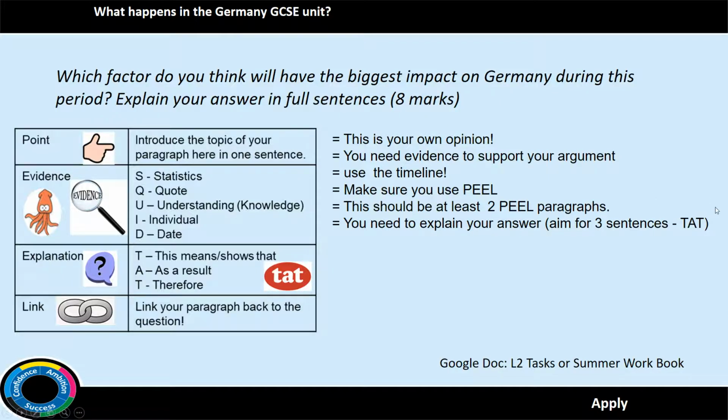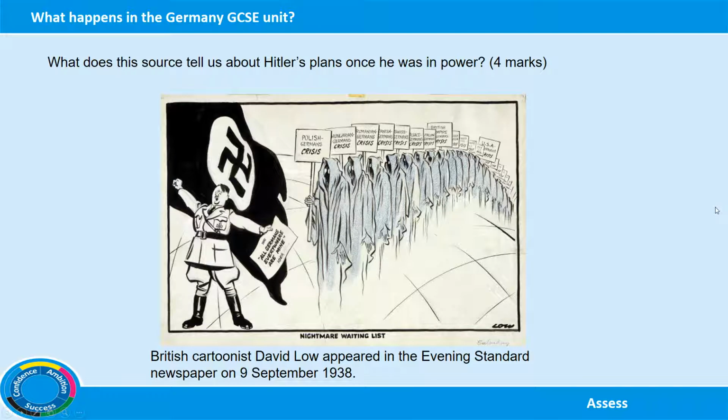Now, your final task is about this source. What I'm going to do is quickly talk you through this source in a little bit more detail, which will hopefully help you in answering this 4-mark question. So what does this source tell us about Hitler's plans once he was in power?